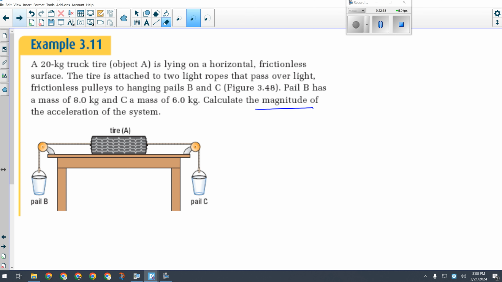Why can't you give a vector for the entire system? Because one pail is going to go up and the other one's going to go down, and the tire's going to go one way, left or right. I can't give a vector in this situation. If they asked for just the tire, then I could. But in this case, they're asking, what's the magnitude of the acceleration of the system?